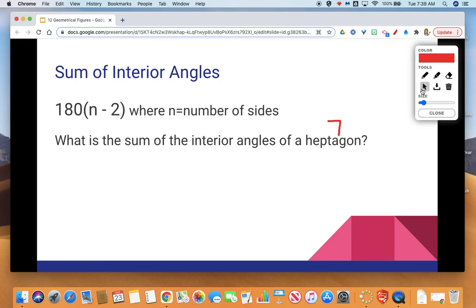180 times 7 minus 2. Notice 7 minus 2 is in parentheses, so I want to take care of that part first. 7 minus 2 is 5. I'll grab my calculator to take 5 times 180, and I will get the sum of my interior angles, which is 900.